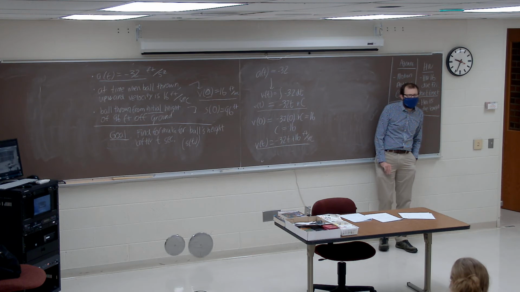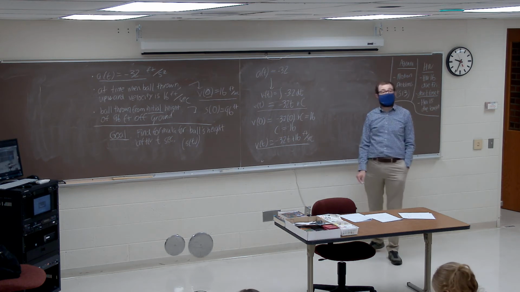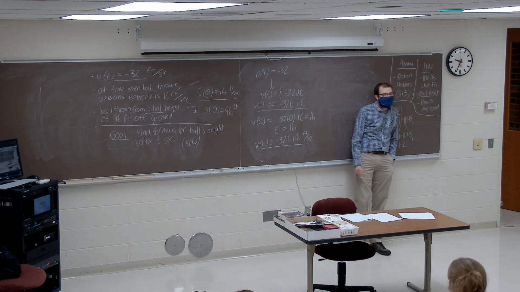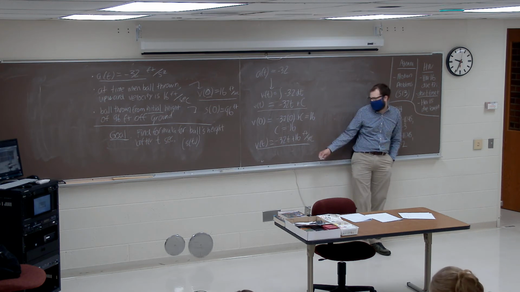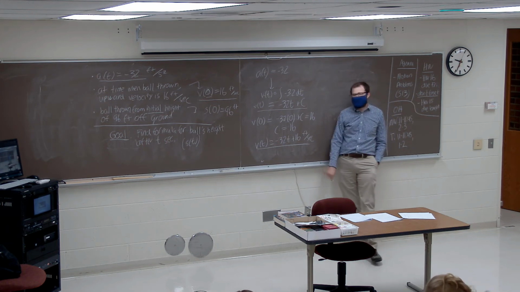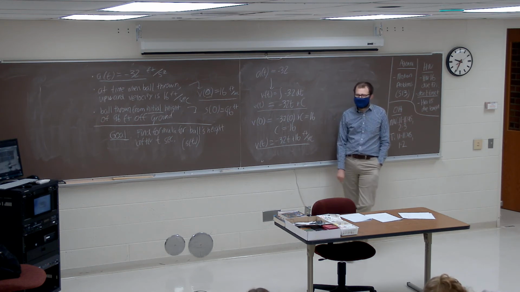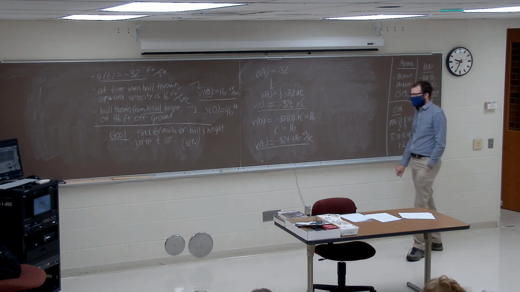Problem is, the question didn't ask us to find a formula for v of t, for velocity. We were asked to find a formula for height after t seconds, for s of t. So what can we do if we want to find a formula for what s of t should be equal to? Rachel? You would integrate v of t.